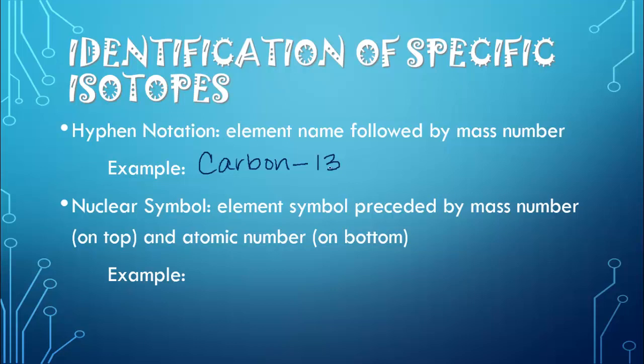The second way is through the nuclear symbol. This time, instead of the element name, we are going to use its symbol. Then, in front of the symbol, we list the mass number on top, and below it, the atomic number. So if we were to use the same isotope as above, it would look like this. C for the symbol of carbon. On top is going to be our mass number, which is 13. And then we would just need to look up what the atomic number of carbon is, and that is 6. So that is the nuclear symbol for carbon-13.